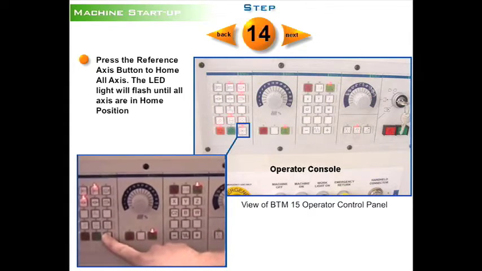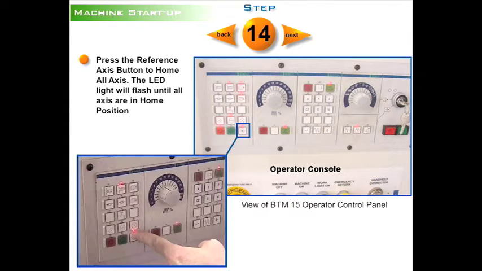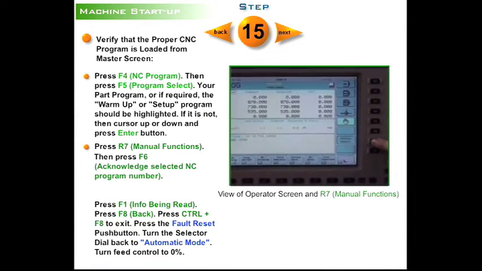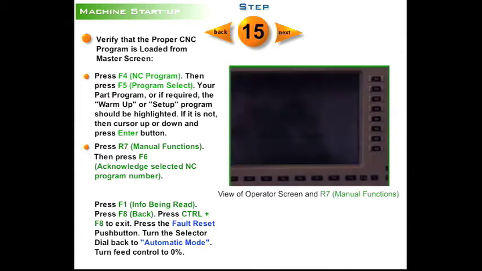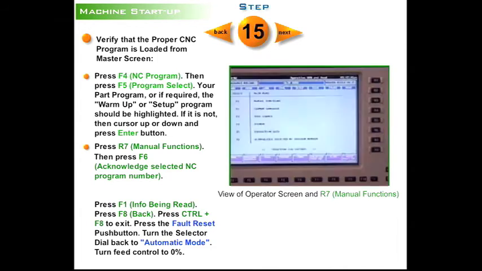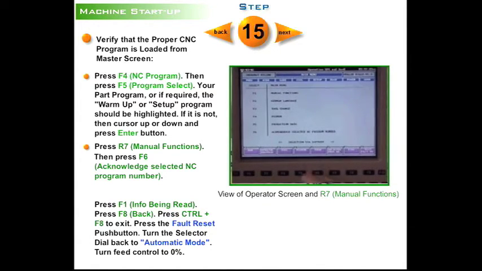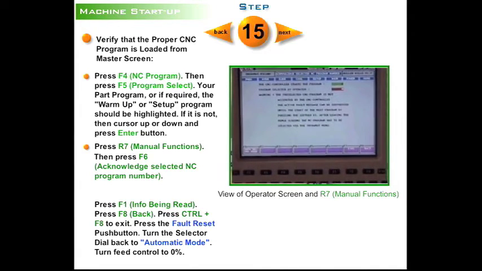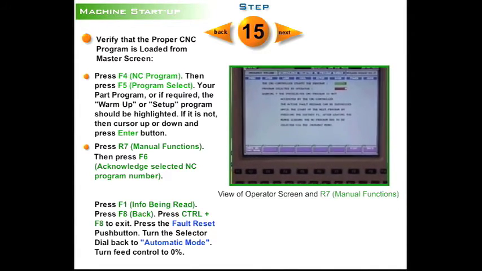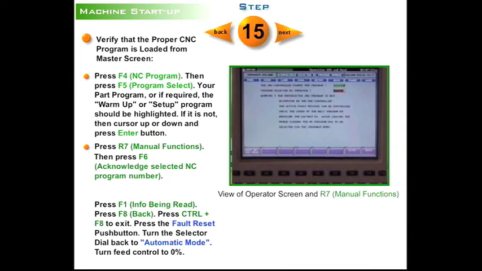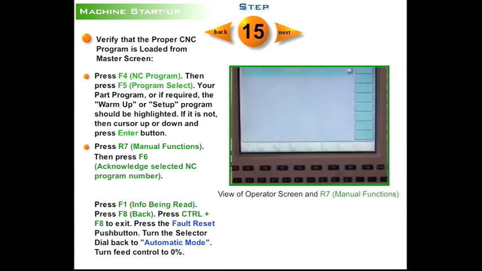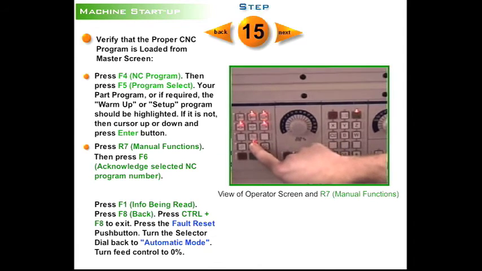Verify the proper NC program is loaded by pressing the F4 NC program, F5 program select function keys. Your part program, or if required, a warm-up or setup program is highlighted. If not, then cursor up and down to highlight and press the Enter key. Press R7 manual functions, then F6 acknowledge NC program number. Press F1 info being read. Press F8 back. Press Control plus the F8 key to exit.